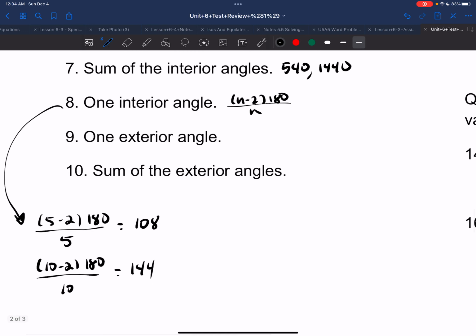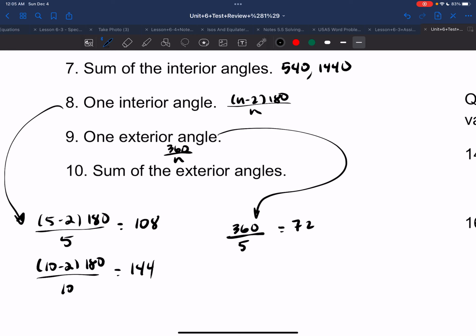One exterior angle, well, the sum of the exterior angles of any polygon is 360. Let me go ahead and write the formula first. It's going to be 360 divided by n, okay? So for a pentagon, all I have to do is 360 divided by the number of sides, which is 5. And, well, if I put that in the calculator, that's going to give me 72.